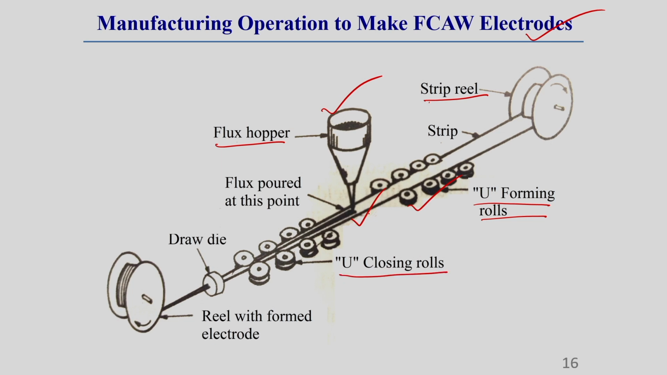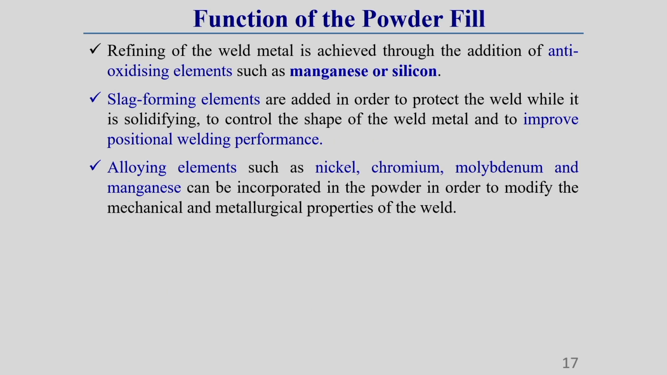After that, just ahead of the flux deposition, a U-shape closing roller is there. This roller system closes the U-shape to a round shape. After that, it is drawn to the reel, or you can say the spool, and this drawing is done by a draw die. After that, this round wire filled with flux is wound onto the spool. This is the manufacturing procedure. Now, what is the function of this powder film?